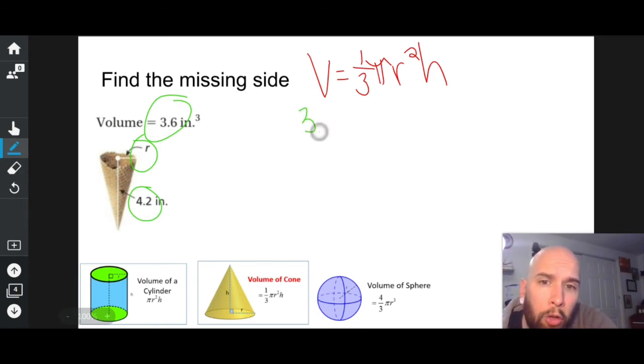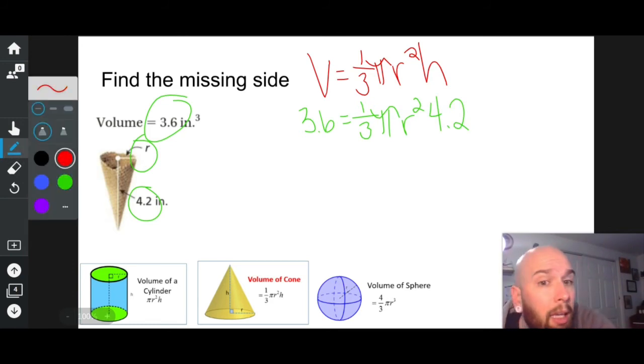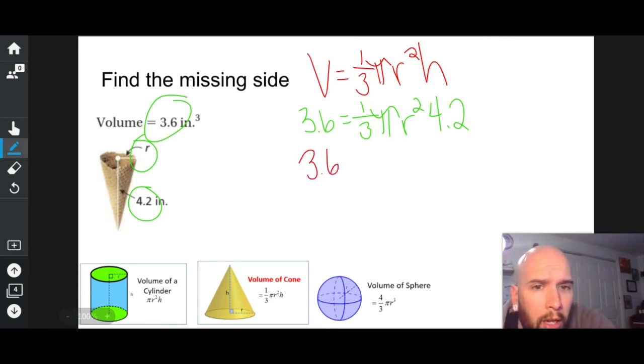I know the volume. It's 3.6. 1/3 is 1/3. Pi is pi. Do I know r? Nope. So r squared. Do I know the height? Yep. 4.2. On the right side, I have 3 numbers that I can multiply out. What are those 3 numbers? I can multiply a third, pi, and 4.2. So what is 1/3 times pi times 4.2? It's about 4.3982.